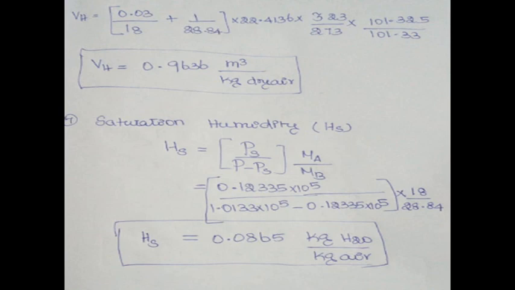Last property, saturation humidity. Saturation humidity is nothing but Hs is equal to Ps by (P minus Ps) into Ma by Mb. Here Ps values are taken from the steam table. Substitute here. Ma is nothing but the molecular weight of water. Mb is nothing but the molecular weight of air. This is the given data, molecular weight of air. Substitute all the values. Find out the saturation humidity: 0.0865 kg of water divided by kg of air.